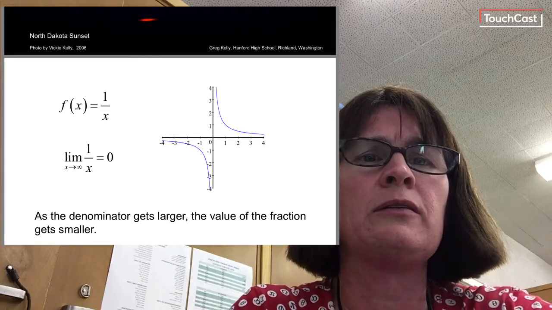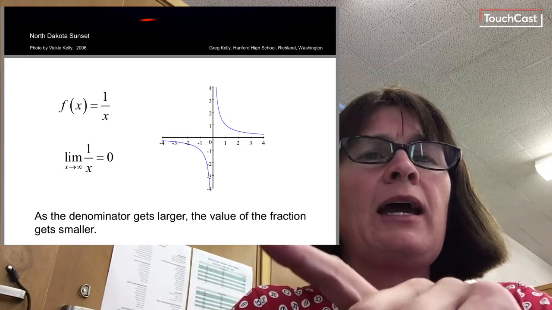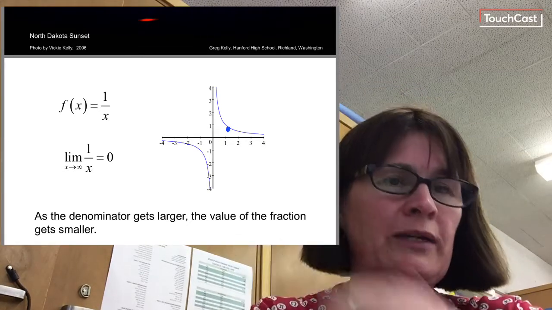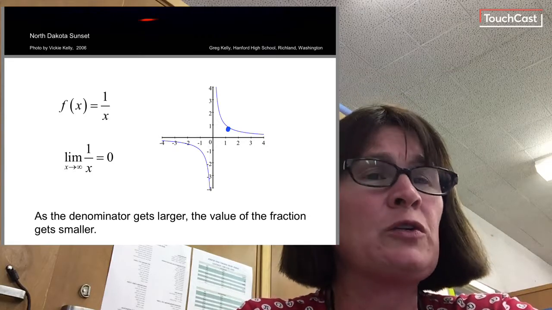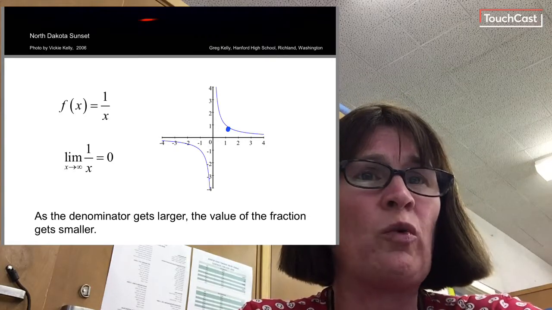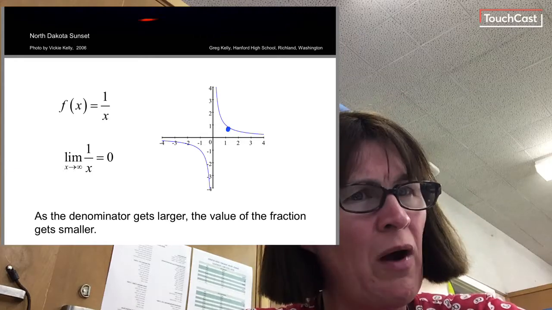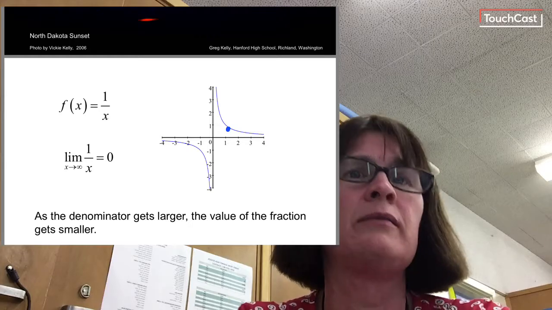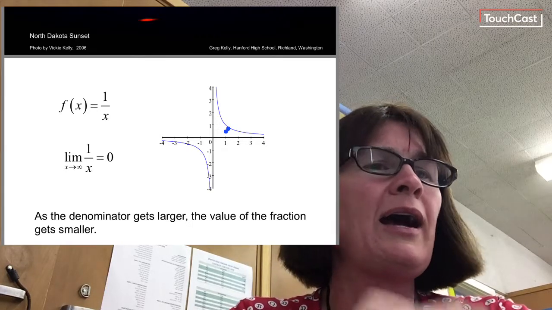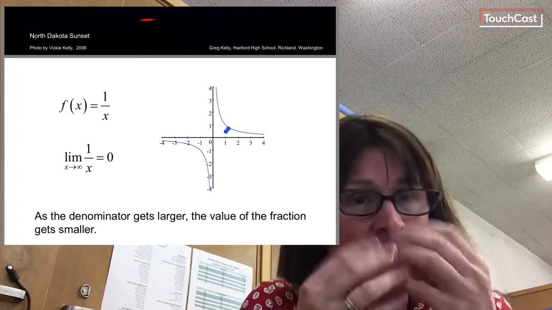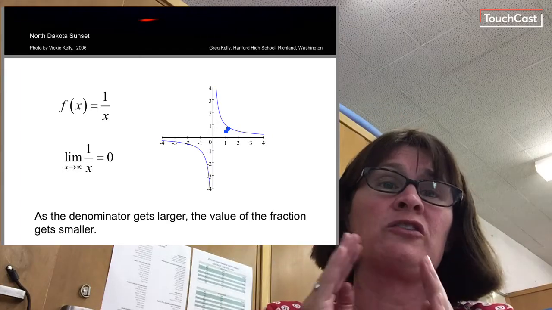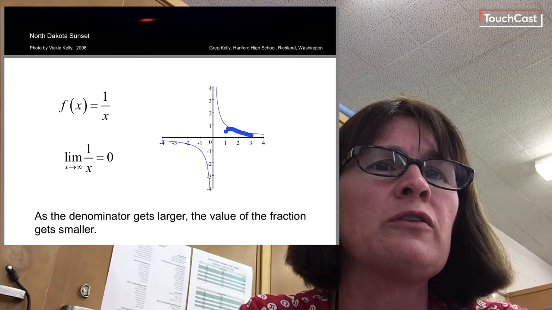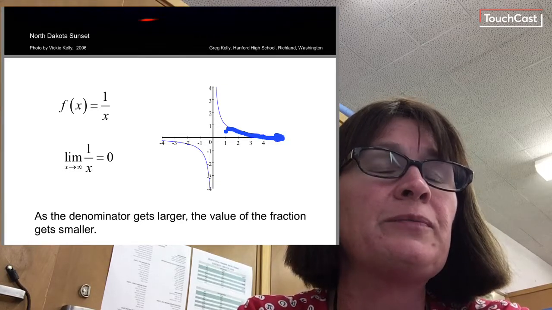So notice that I see the point 1 comma 1, because when x is 1, then we have 1 over 1, which just makes 1. What about when x is 2? My denominator is going to be 2. I have 1 over 2. That's going to be a half, which is actually smaller than 1. And then as x gets bigger and bigger from here, I can imagine that that denominator is getting bigger and bigger, which means the value of my fraction is actually less and less, which means that my y value is going to tend closer and closer and closer to 0.